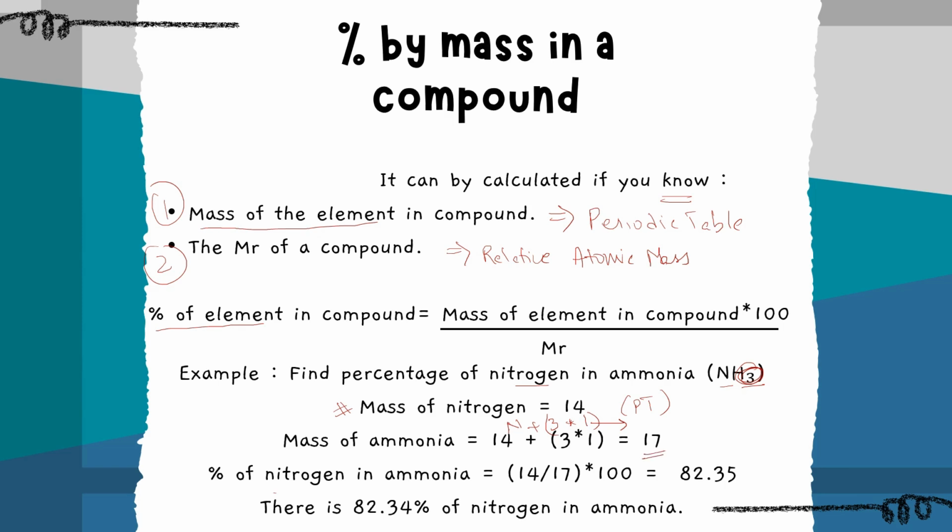Now, percentage of nitrogen in ammonia is 14 divided by 17 into 100. It comes out to be 82.35. That means there is 82.35% of nitrogen in ammonia. Rest of it is hydrogen.